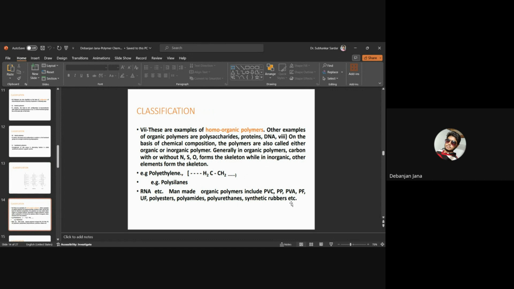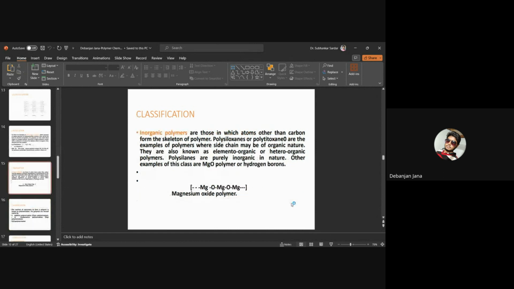Generally, in organic polymers, carbon with or without nitrogen, sulfur, oxygen forms the skeleton, while in inorganic polymers, other elements form the skeleton. Examples: polyethylene, RNA, etc. Man-made organic polymers include PVC, PP, PTFE, PF, UF, polyesters, polyamides, polyurethanes, synthetic rubbers, etc.